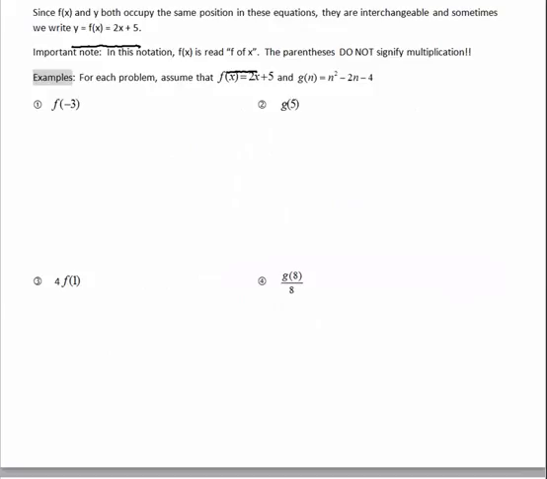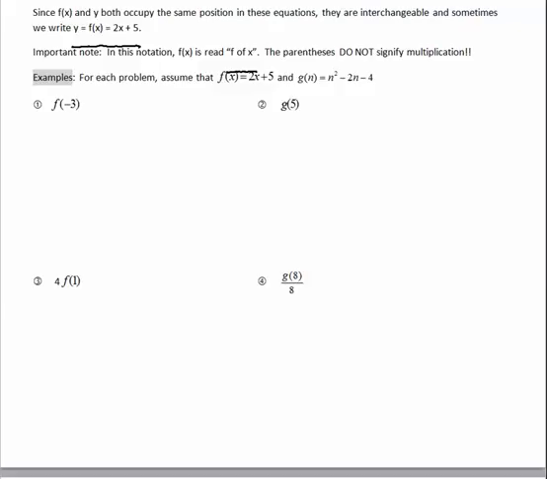Let's take a look at a few examples. For each of these problems, we're going to assume that f of x equals 2x plus 5, and g of n equals n squared minus 2n minus 4. Notice that with g, I gave the function the name g, the input variable is n, and the expression that I gave you did indeed include n's as the variable.